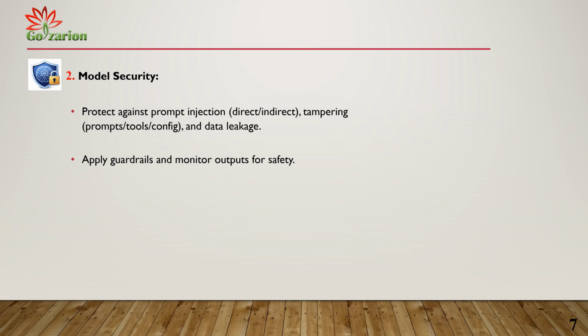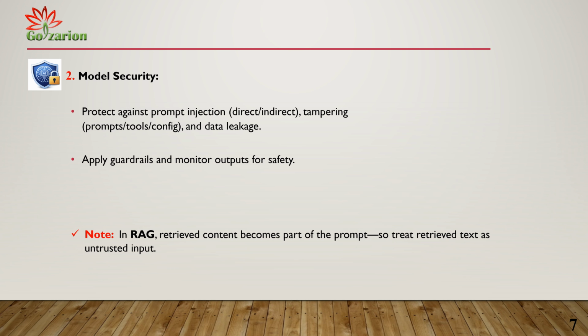Retrieval Augmented Generation, RAG, retrieves relevant content from your source to ground responses. It can improve grounding, but doesn't remove the need for permission checks and output guardrails. And remember, in RAG, retrieved content becomes part of the prompt, so treat retrieved text as untrusted input.